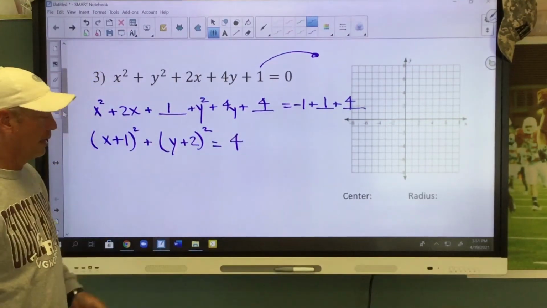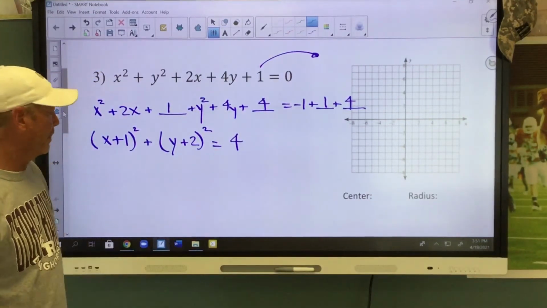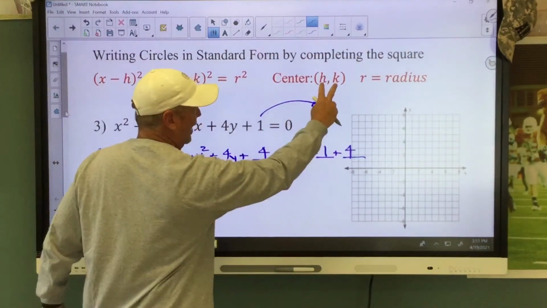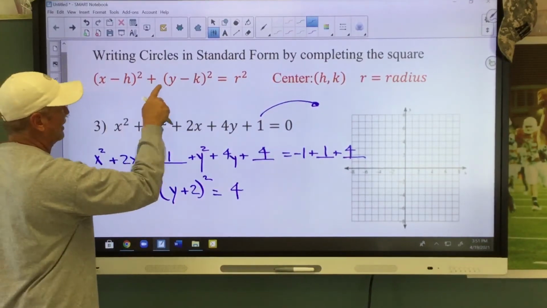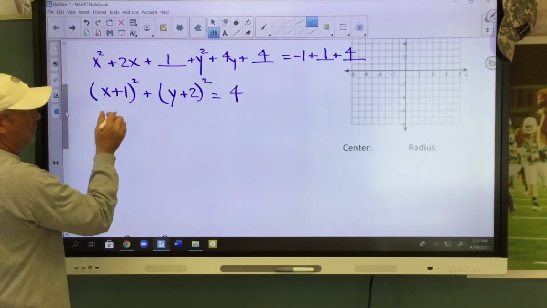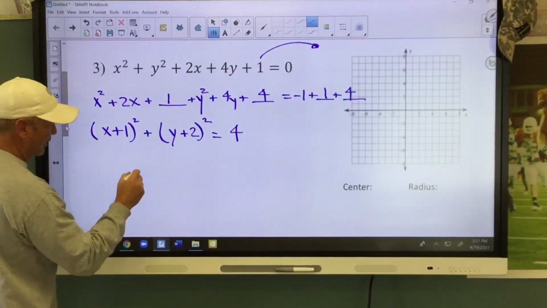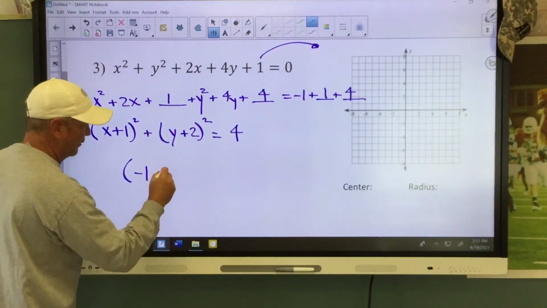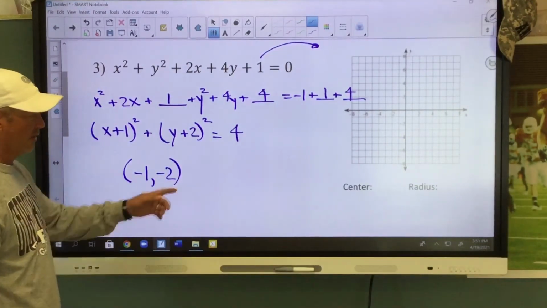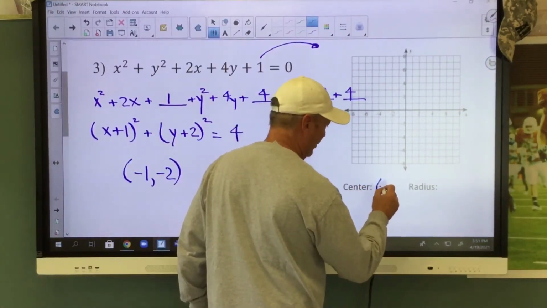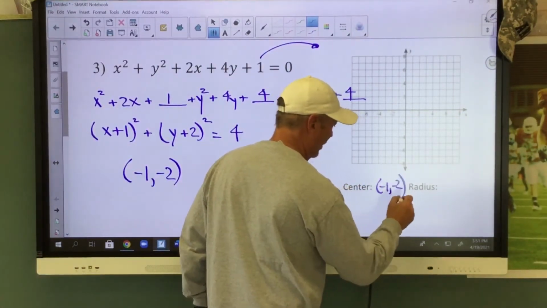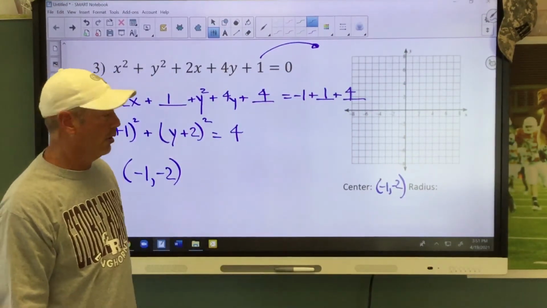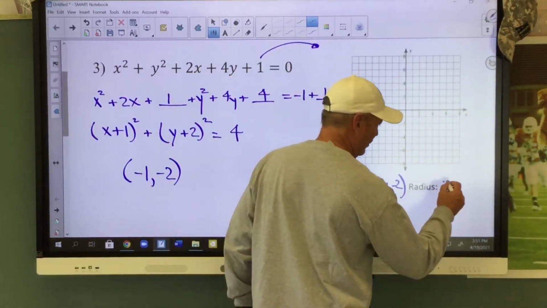Now, this is in standard form. To find the center, my h, k, we're going to take the opposite. The opposite is a negative 1. The opposite is a negative 2. This is our center: negative 1, negative 2. The radius, this is r squared, so we take the square root of 4 and the radius equals 2.